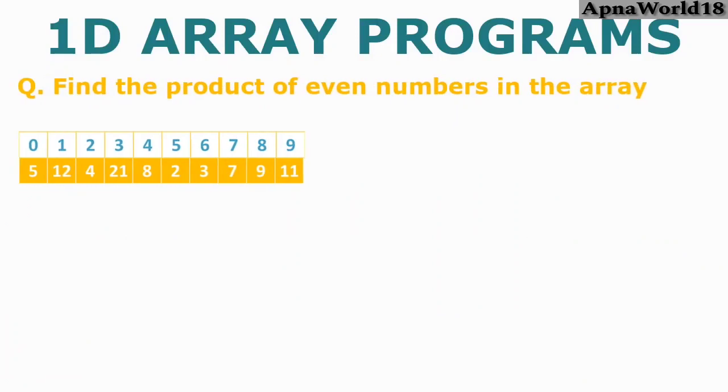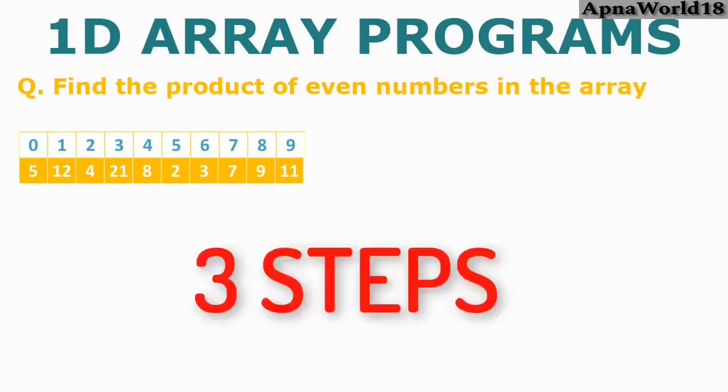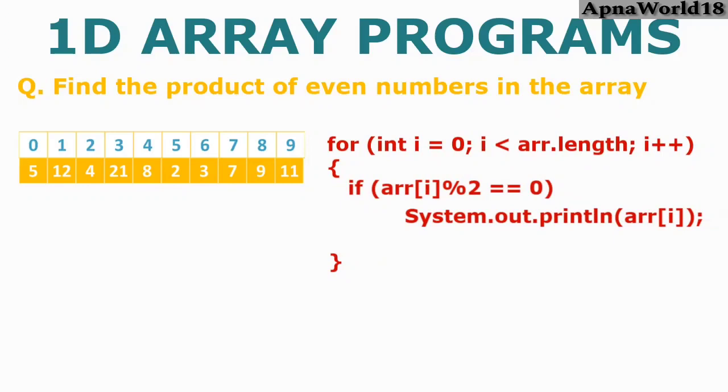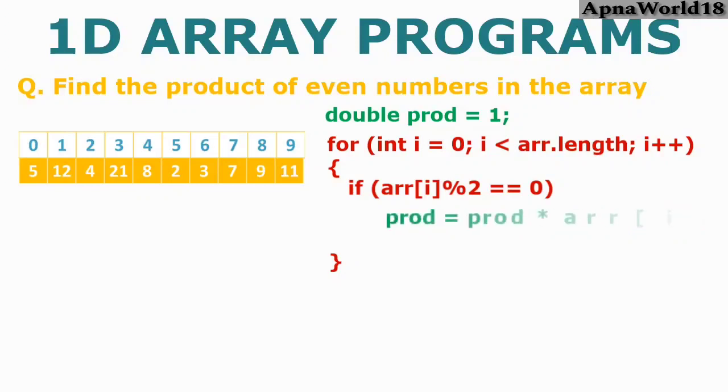If the program is to find the product of even numbers, there are again three steps to convert any print program to a product program. So we take the even number printing program we just wrote. First step is to declare a variable to store the product before the traversal loop, and we initialize this variable to 1. Next is where we are printing. Instead of printing, multiply the array element to product.